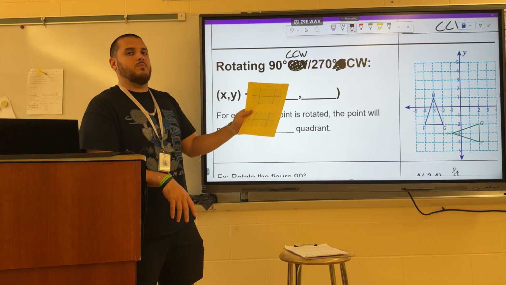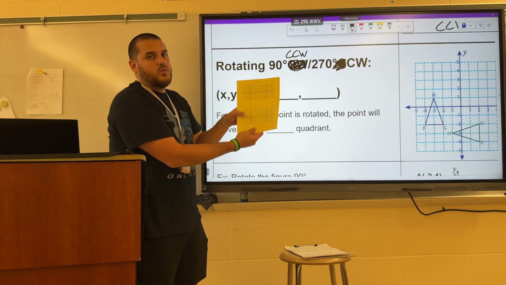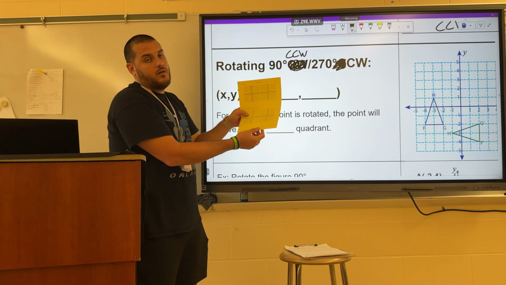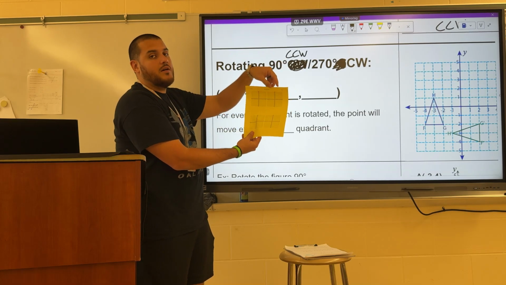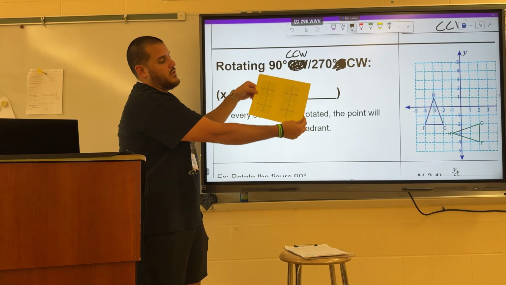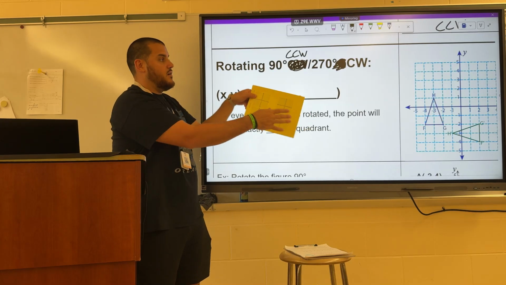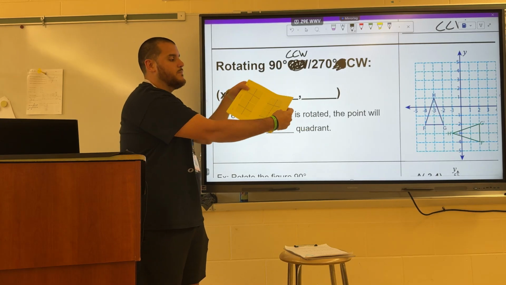I'll use this yellow paper here as a reference. So here's the top of my paper. Every 90 degrees we rotate is going to be a quarter of a turn in either direction. So if we're going counterclockwise, it's turning to the left. So 90 degrees is just a single quarter of a turn to the left. And that top of my paper now is facing me. That's 90 degrees counterclockwise, okay?